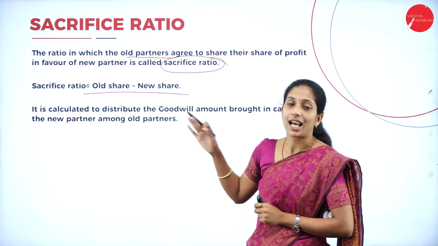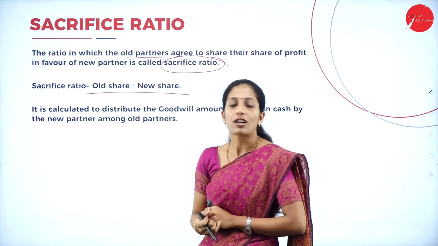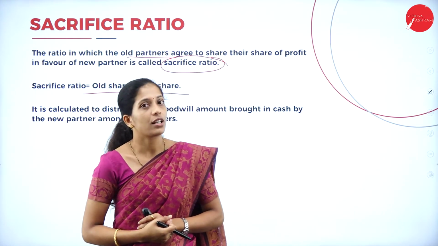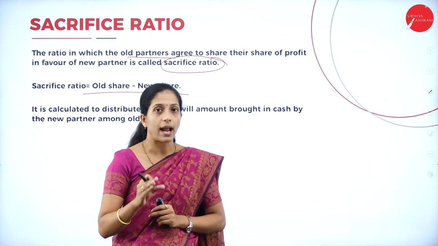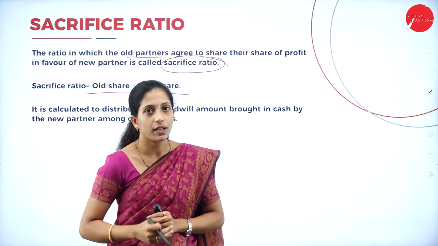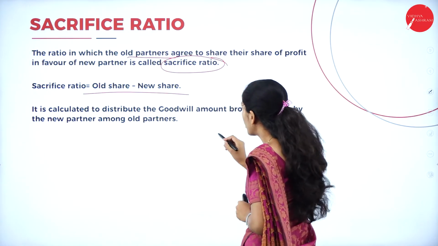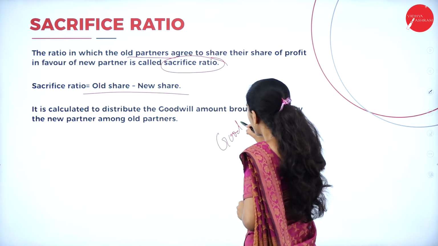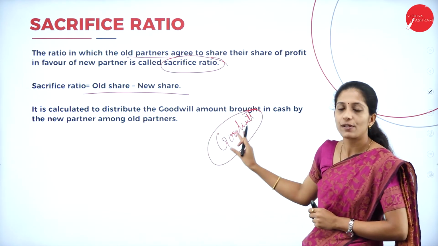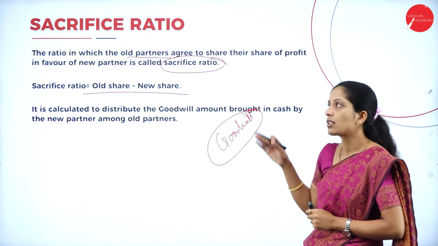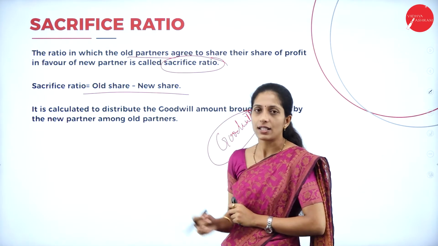Now there is a formula here: old share minus new share is equal to sacrifice share or sacrifice ratio. Now why is the sacrifice ratio calculated? In order to distribute the goodwill brought by the new partner. When a new partner enters into a partnership firm, he or she will bring a certain amount as capital and some extra amount in the form of goodwill. In order to distribute this goodwill among the old partners, this sacrifice ratio is calculated. So this is about sacrifice ratio.